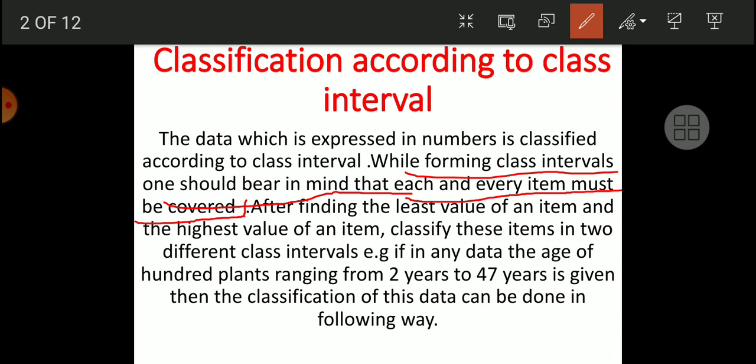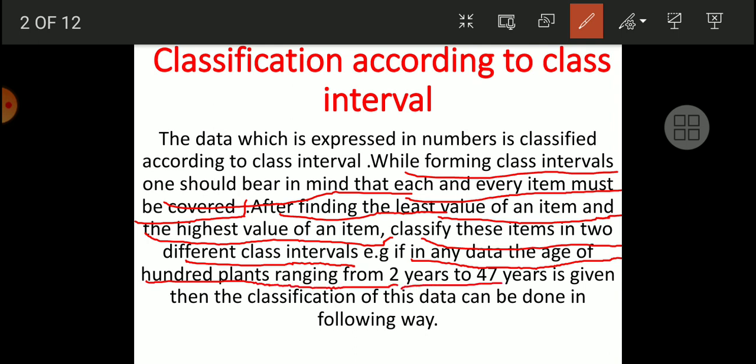must be covered. After finding the least value of the atom and the highest value of an atom, classify these atoms into different class intervals. With an example we will come to know what a class interval is and how we have to form the class intervals. If in any data the age of 100 plants is ranging from 2 years to 47 years, then the classification of this data can be done in the following way.